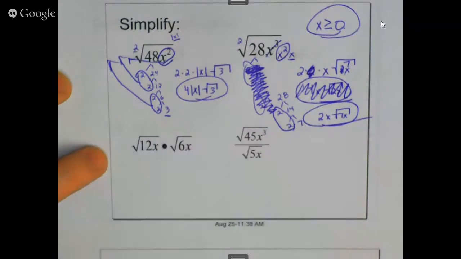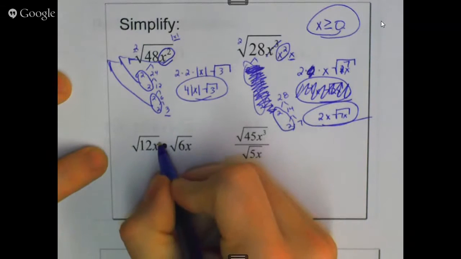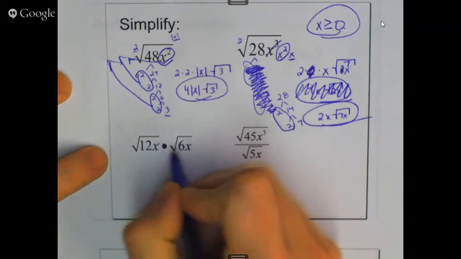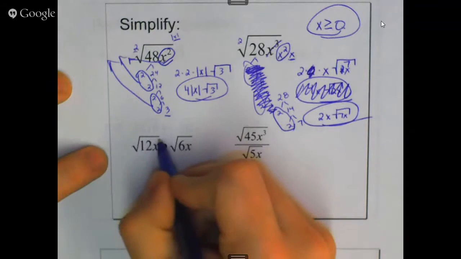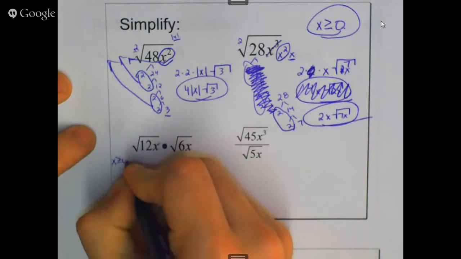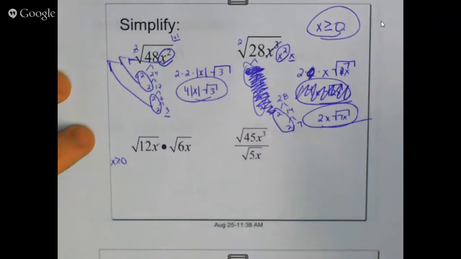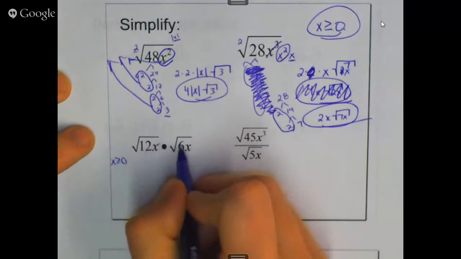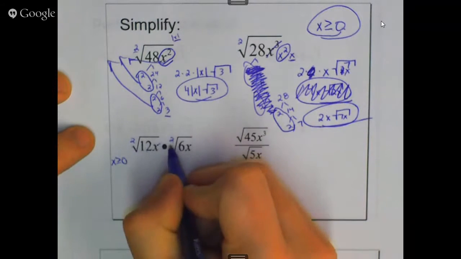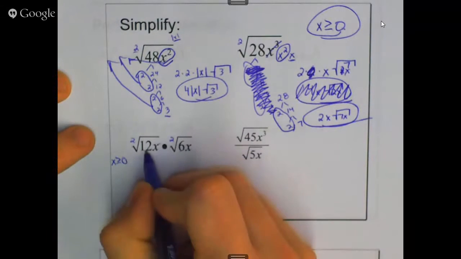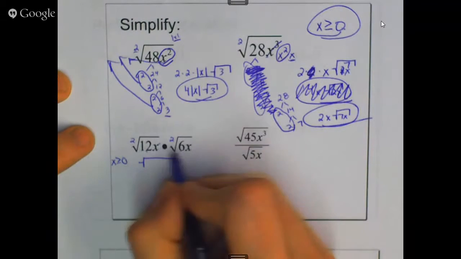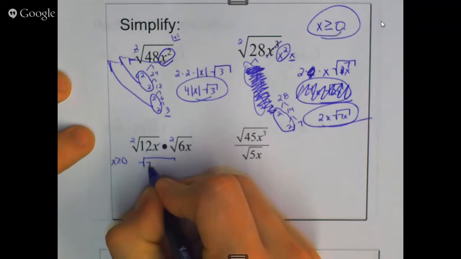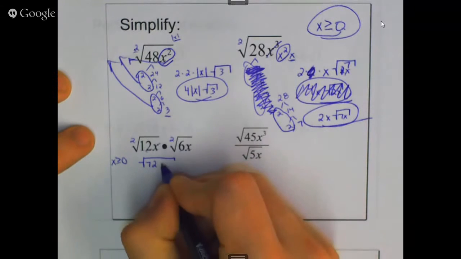Sorry about that. Okay, so we've got multiplication here. We need to look at the index and the power before I combine anything. So I have an even and an odd. So that tells me x is greater than or equal to 0. Okay, so now since I have multiplication here with two radicals of the same index, if they weren't the same, I couldn't do this. We're just going to multiply what's underneath. So I have the square root of 12 times 6, which is 72, and x times x is x squared.